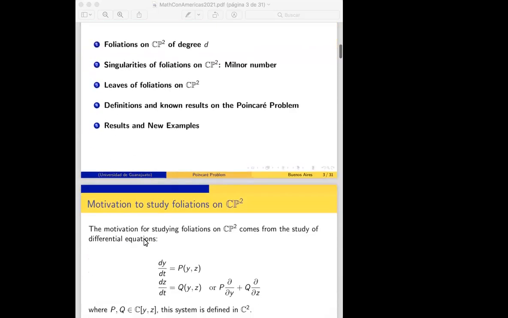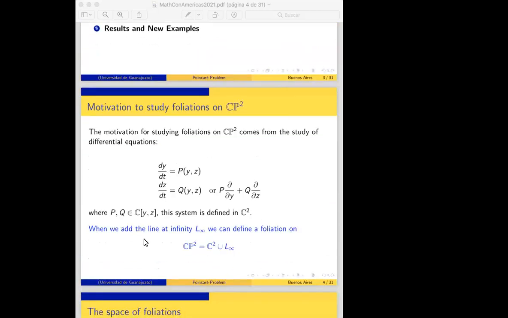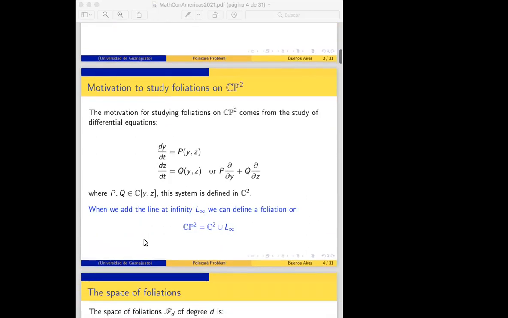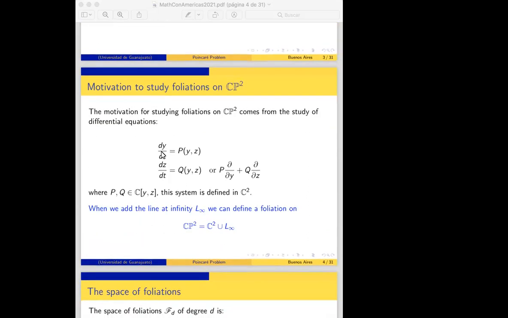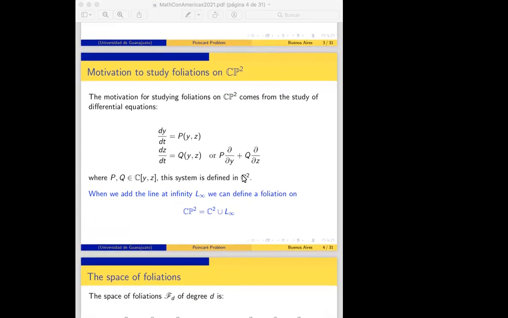Well, we begin with the motivation. The motivation to study foliations on the projective plane comes from the study of differential equations, systems of differential equations in two variables, in two dimensions. This system is defined by polynomials p and q. We can write the system like this, or like a meromorphic vector field. This system is defined in the complex plane because we have polynomials p and q. And when we extend this definition to the projective plane by adding the line at infinity, we can define the foliation in the projective plane.